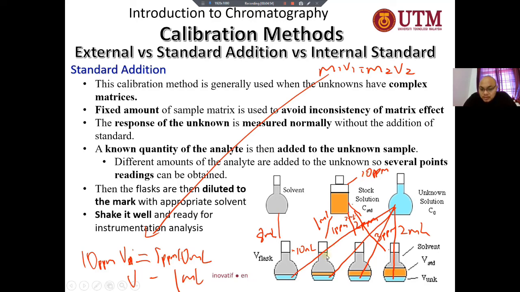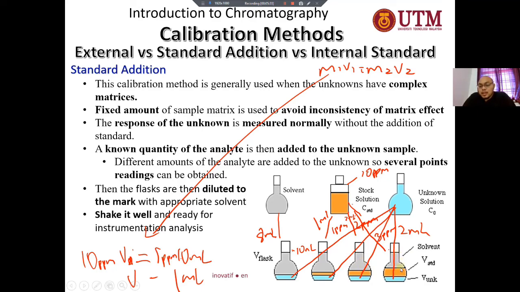So you add 1 ml. In here, you want to prepare the 2 ppm calibration point. So if you put here 2 multiplied by 10 is 20, 20 divided by 10 is 2 ml. So here you add 2 ml from the 10 ppm to make this calibration point, or this flask, have 2 ppm of your standard.